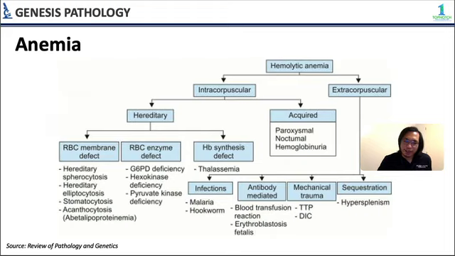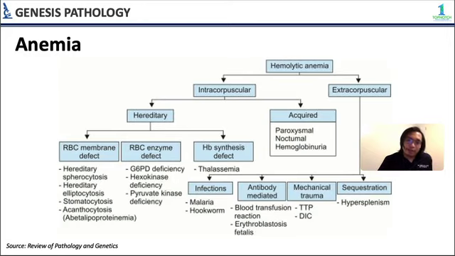NADPH is used by your glutathione reductase to form your reduced glutathione. So when you have no NADPH because you have G6PD deficiency, you will have depletion of your reduced glutathione. So your red blood cells will be subjected to increased oxidative stress and then they will burst, causing hemolytic anemia. Okay? So, there.